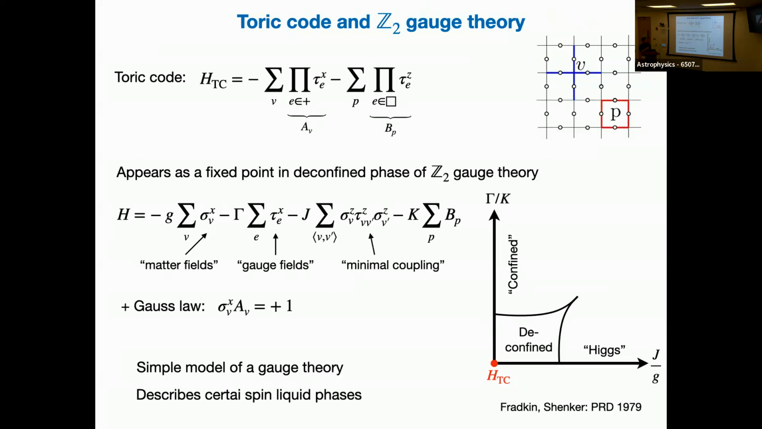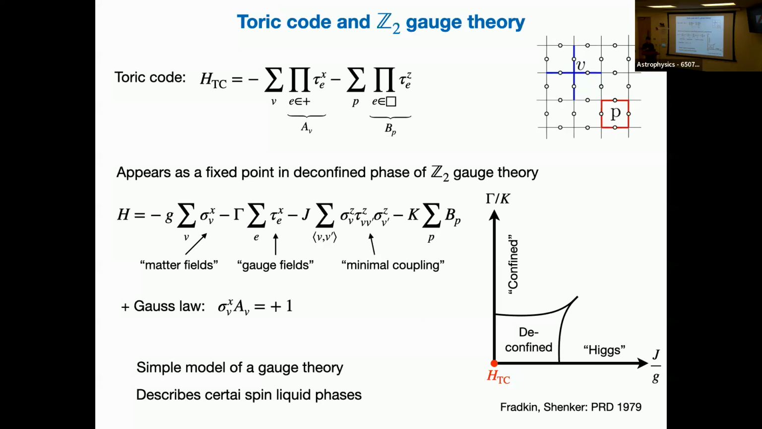And I'll start by reviewing the toric code again, but thinking of it in this language of Z2 gauge theory. So the toric code is this Hamiltonian up there. Again, we have a square lattice, qubits on edges, and there are two types of terms, one of Pauli X and the other one of Pauli Z type. First one associated to vertices, the other one associated to plaquettes, which are completely different.